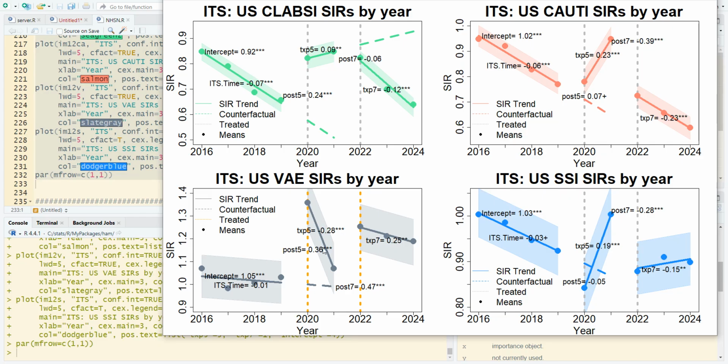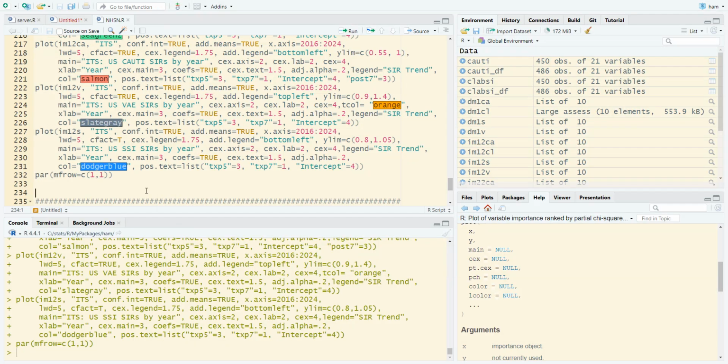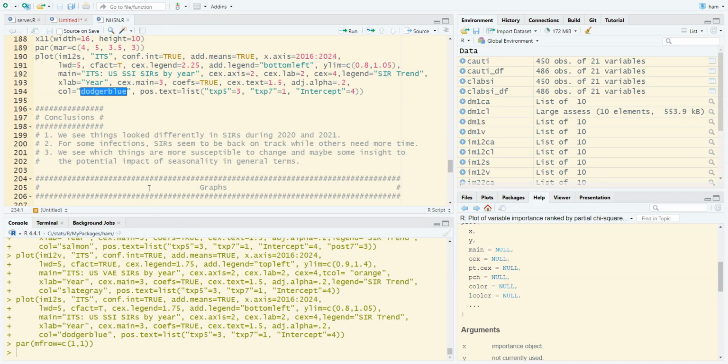The biggest difference we probably see is on the bottom left with VAEs. The type of trend we get in the first and third periods are similar, but they're at different levels. The SIR is higher than we would have expected had they continued that same trend. So I think there was some impact there, but I don't know exactly what it was. So let's go over to our conclusions.